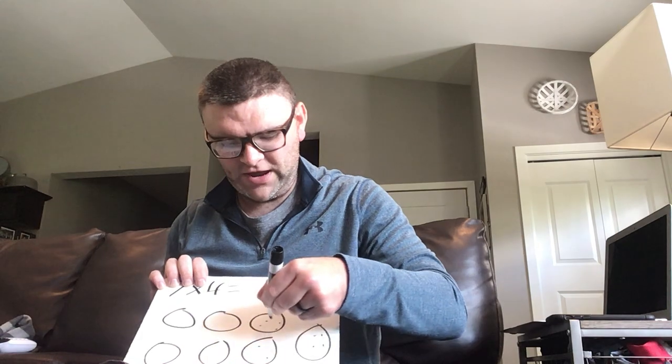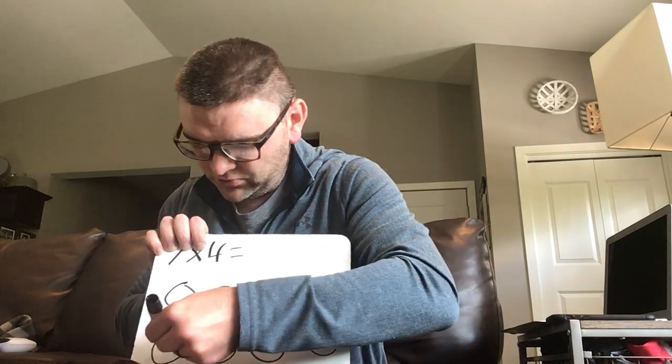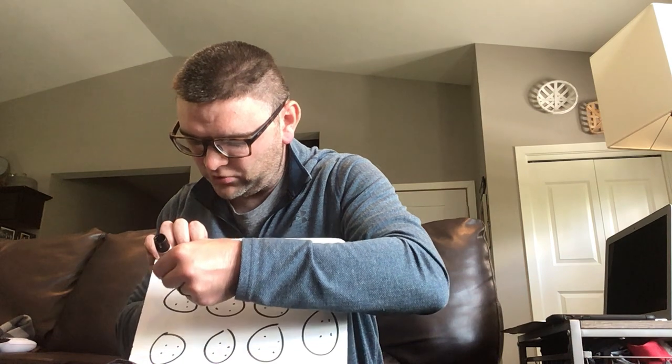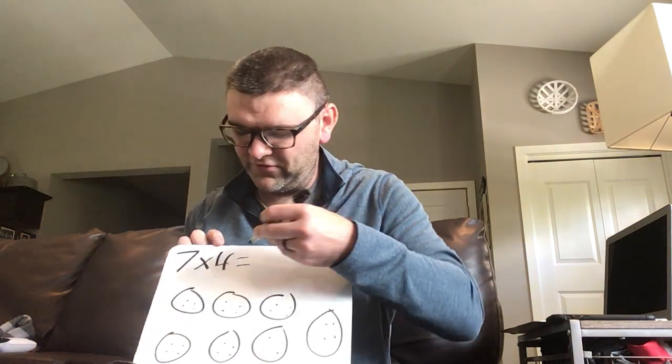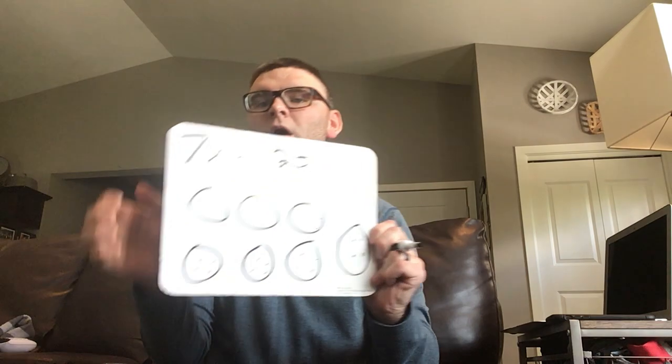4, 7, 8, 9, 10, 11, 12, 13, 14, 15, 16, 17, 18, 19, 20, 21, 22, 23, 24, 25, 26, 27, 28. 7 times 4 has got to be 28. There we go. All right.